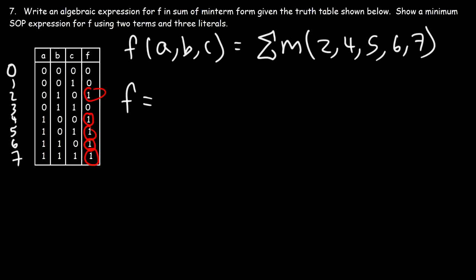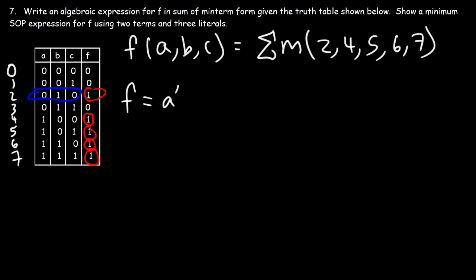So let's focus on the first part where we get a function value of 1. That's when the inputs A, B, and C are 0, 1, 0. Notice that it's 0 for A. So should we write A prime or A? Because it's 0 for A, we're going to write A prime.